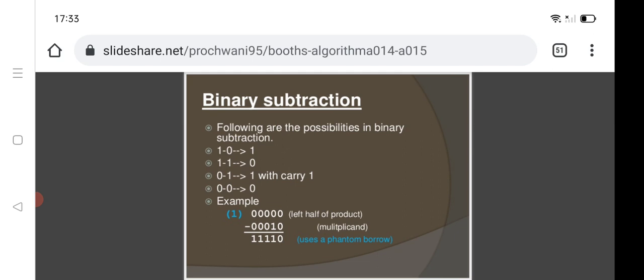If you see the example below, the value is all zeros minus 0, 0, 0, 1, 0. What happens? In the rightmost bit, the LSB, 0 minus 0 is 0. 0 minus 1, can I do it? No. So I need to take a borrow from my left bit, but that bit is 0 already. Again I need to jump to the next left bit. Again it is 0. Again the next bit, again it is 0. At last I will be taking a borrow from someone else.